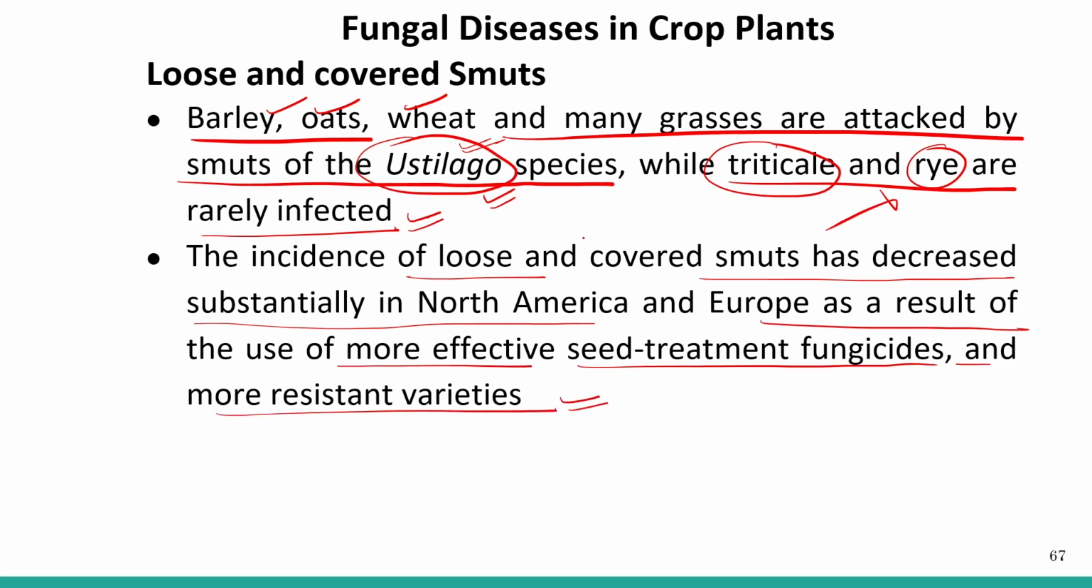So this loose and covered smut disease decreased. Where? In North America and Europe. How did it decrease? Because this is again seed borne, so seed treatment fungicides and more resistant varieties have been adopted. With the selection of resistant varieties, we can get rid of this fungus. And also by treating the seeds with the fungicide, the fungus present in the seed dies.